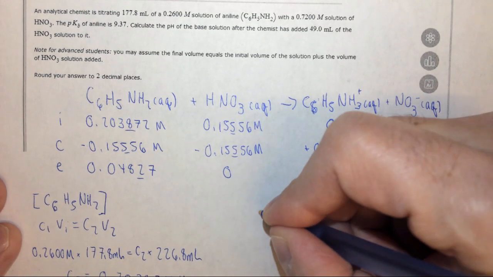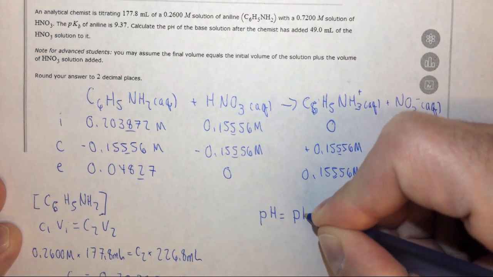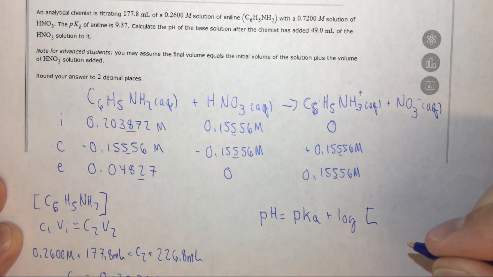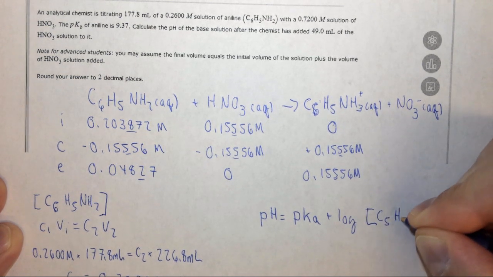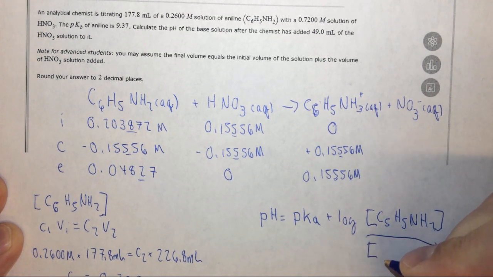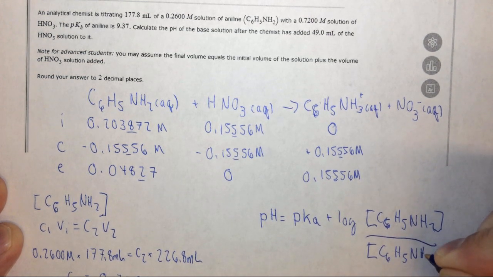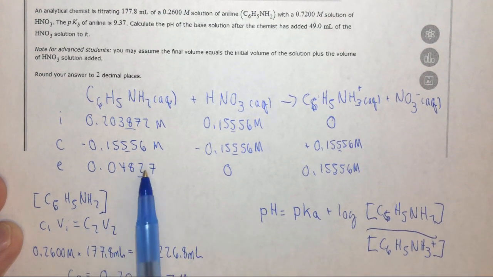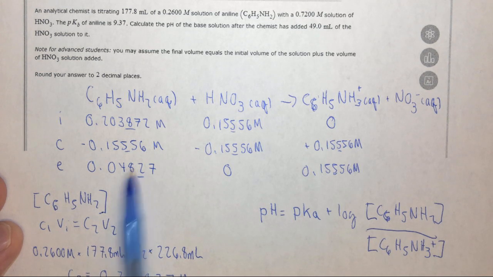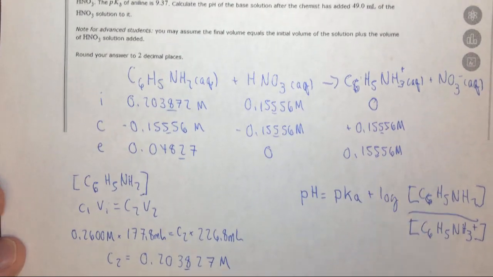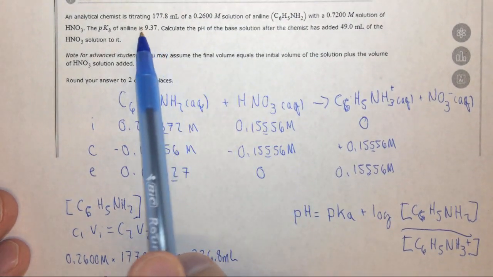And the Henderson-Hasselbalch equation is pH equals pKa plus log concentration of C6H5NH2 over concentration of C6H5NH3 plus. You'll notice we have the concentrations of the base and the conjugate acid, but what we don't have is the pKa. But what we are given in the problem is the pKb.